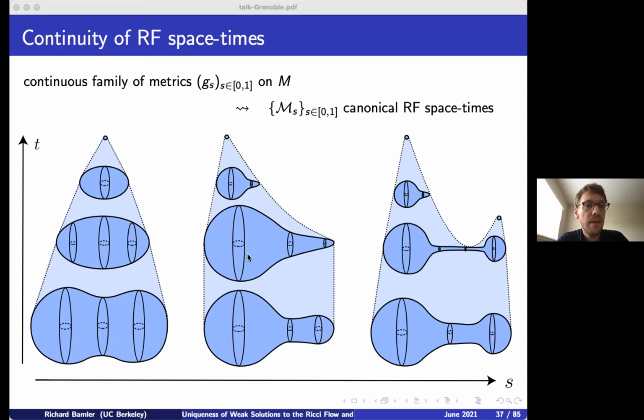Okay? And so this is the further result that we get from this, and I'll have to make this more concrete later. It states that every continuous family of Riemannian metrics on a compact manifold gives rise to a continuous family of Ricci flow spacetimes. And again, I have to say more precisely what a continuous family of Ricci flow spacetimes is.